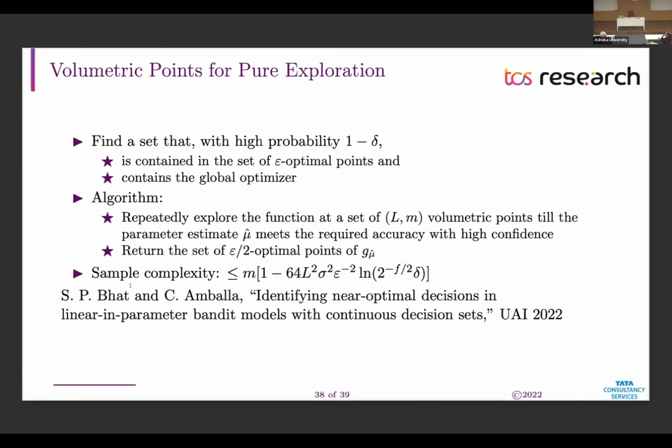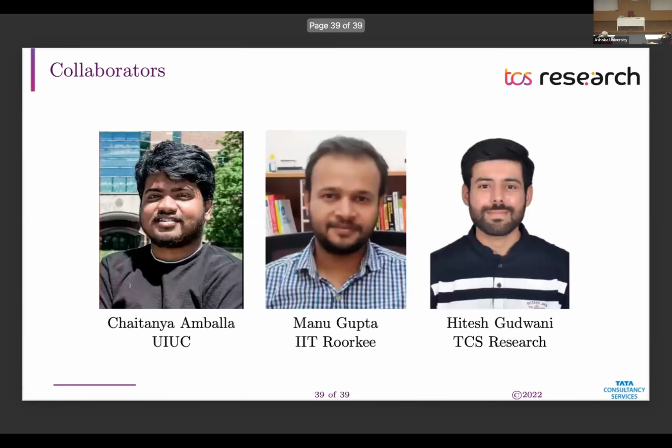We are currently trying to do the same thing for regret minimization, where each time we tighten the epsilon tolerance, so that the sets get smaller and smaller and concentrate around the true optimum. We are currently analyzing that.